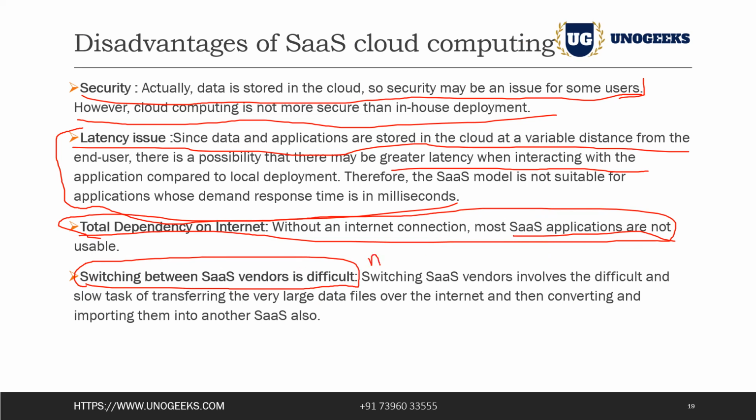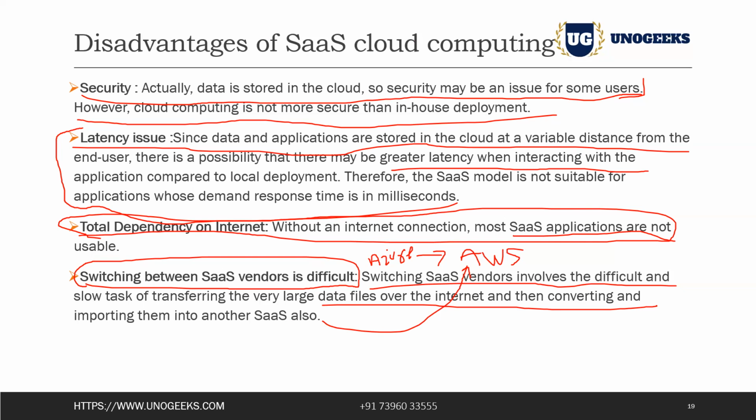Suppose today you are on Azure, and you want to migrate this resource to AWS, Amazon Web Services. At that point, maintaining, managing or migrating the data from Azure to AWS is quite a tedious task. It's not simple and straightforward. So these are the disadvantages you will get.